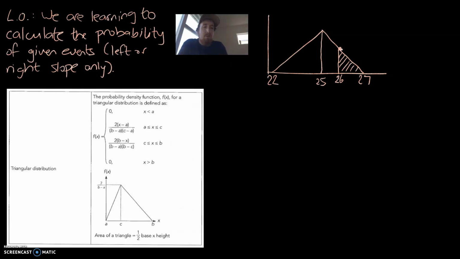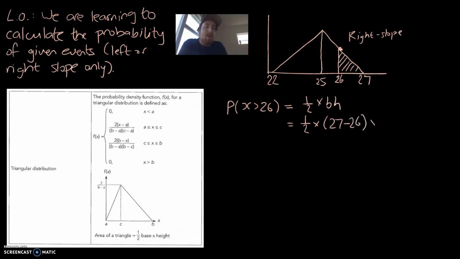The first thing to note is where the height is, and our height is on the right slope of our graph, which means we have to focus on the right slope formula, which I've circled below. The probability that x is above 26 is always going to be 1/2 times base times height. In our case, that is 1/2 times the base, 27 minus 26, multiplied by 2b minus x divided by b minus a, b minus c. And that mirrors our formula there.